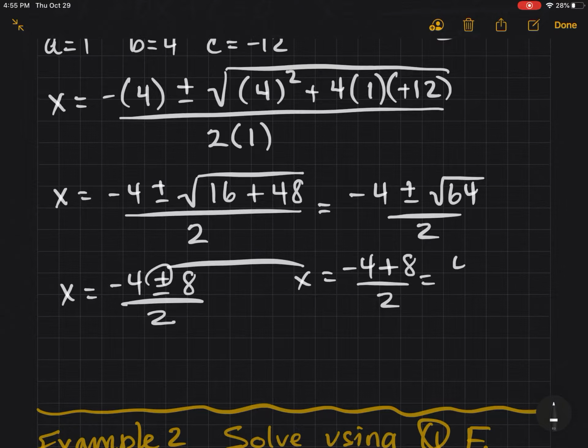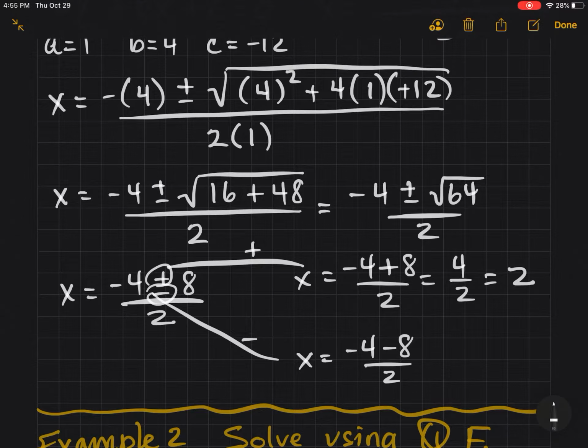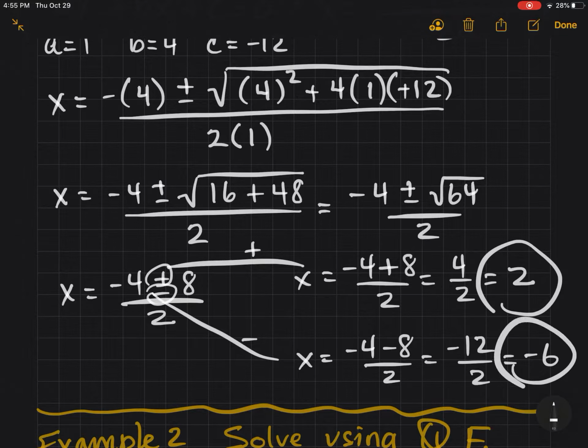So I want to simplify with the plus sign. That gives me 4 over 2 is 2. And I'd like to simplify again using the minus sign. So that gives me negative 4 minus 8 over 2. Negative 12 over 2 gives me my negative 6. And for sure, those are the same results that we had when we did it the other two ways. I'd definitely say that factoring was the quickest for this particular quadratic.